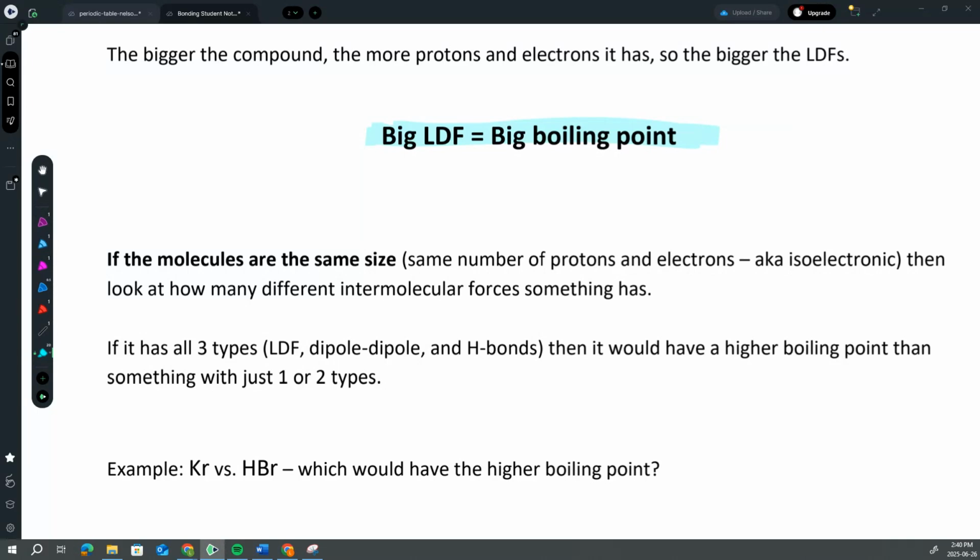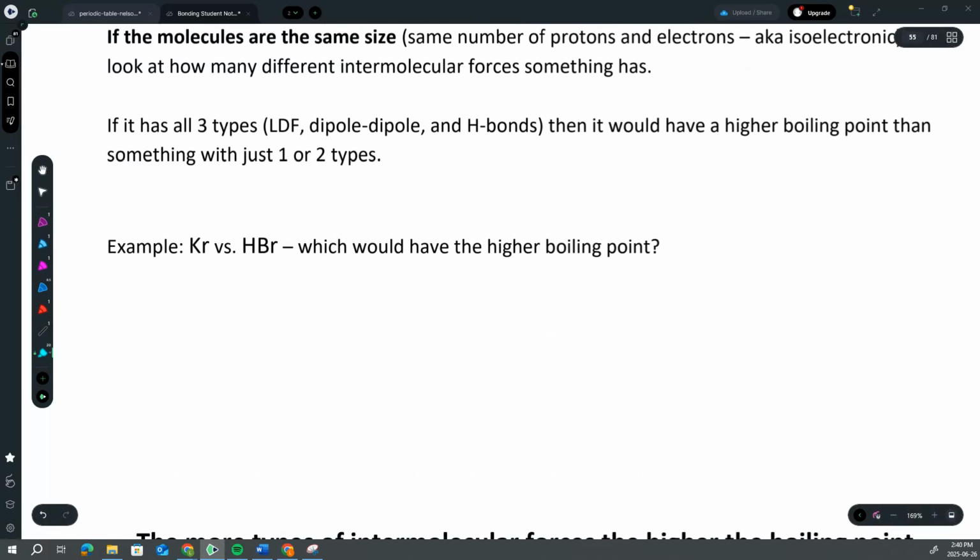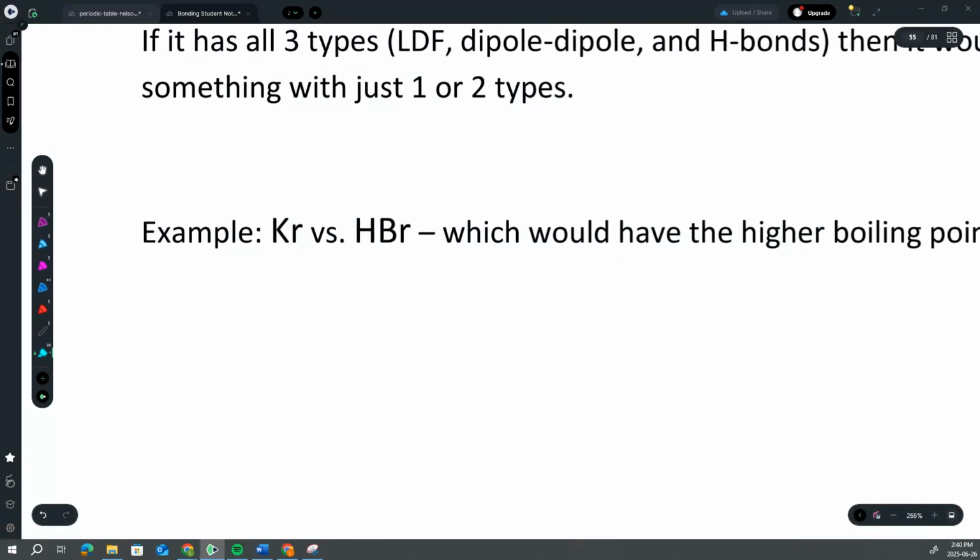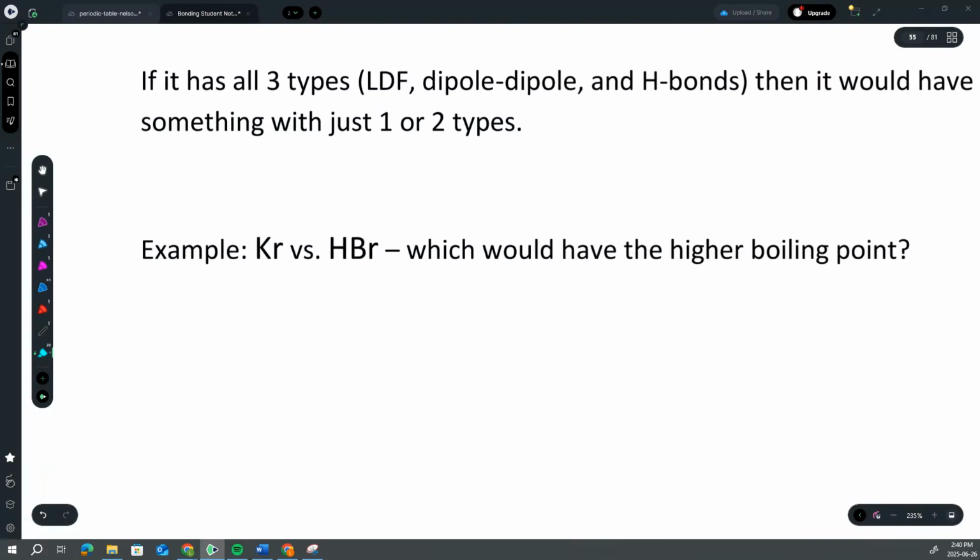Okay, so what that's saying is a compound with all 3 types of intermolecular forces is going to have a higher boiling point than a compound that just has 1 of the intermolecular forces, so let's say London dispersion forces, or just 2 of them, like London dispersion and dipole-dipole. So for example, we're comparing krypton versus hydrogen bromide, which would have the higher boiling point.